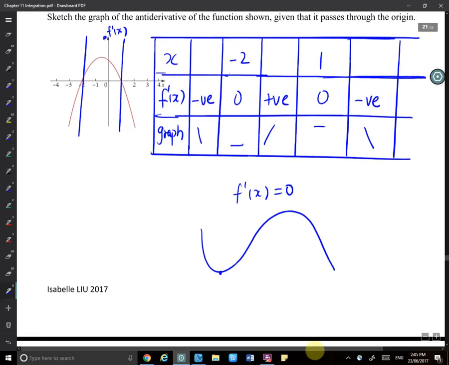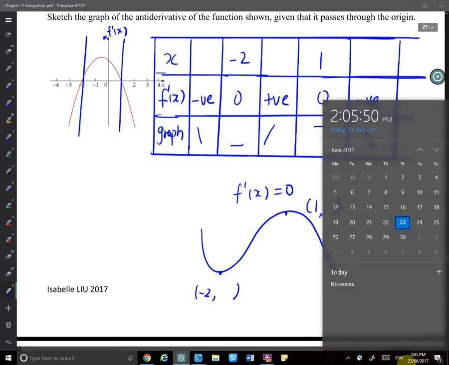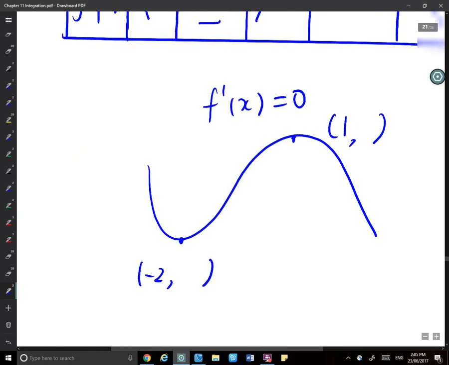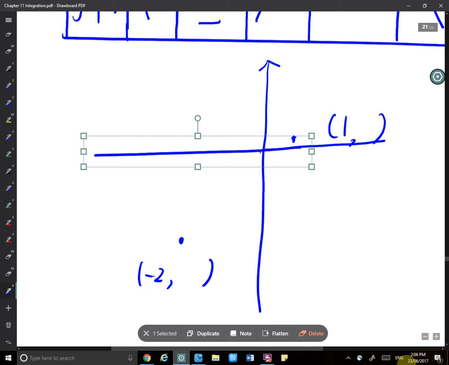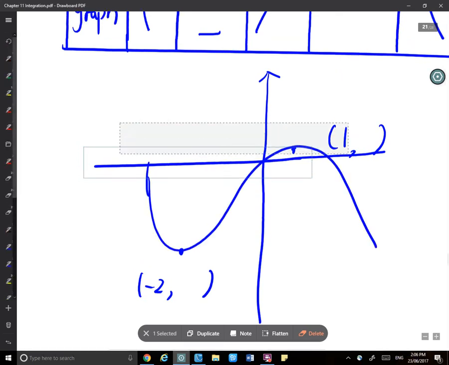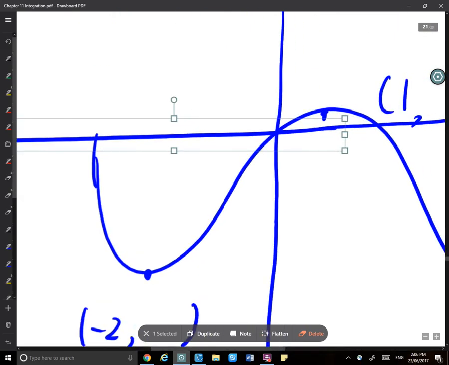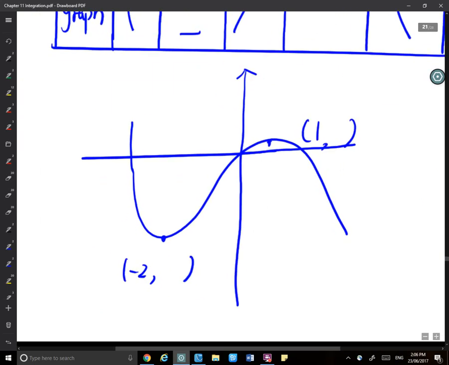This point should be -2 something. This point should be 1 something. And it passes through 0, 0. Well, let's just say that's roughly the graph. Where's my 0? My 0, 0 should be here. Roughly the shape. Okay, approximately the graph looks like that.